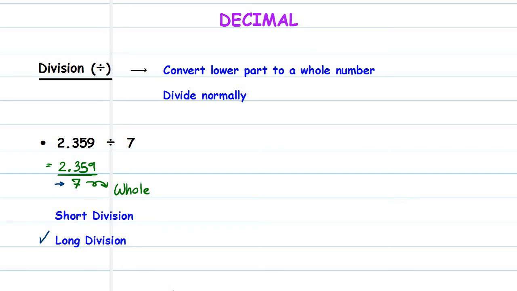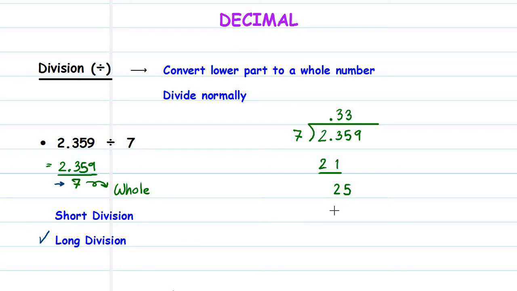Now let's try to divide what we have here. For 2.359 divided by 7, we can set it up like this. And we can put a decimal point over here to line up with the 2.359. First, we will get 3. 7 times 3 gonna give us 21. And 23 minus 21 will give us 2. Now we can pull down 5. And then we get another 3 here.